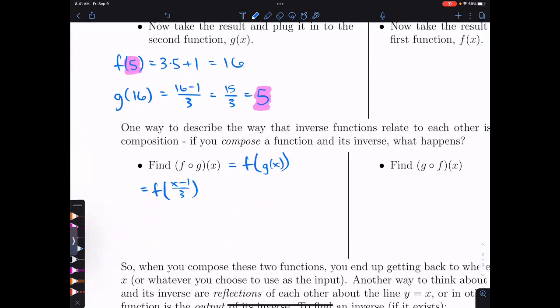All right, everybody convinced that it works for 5? Start with 5, you do one, take the answer you got there, you do the other, you get back to 5, right? Okay. What about composing the two? Finding f of g of x. That would mean f of x minus 1 over 3. So if you haven't already, go ahead and run through that. Check to see what that gives you.